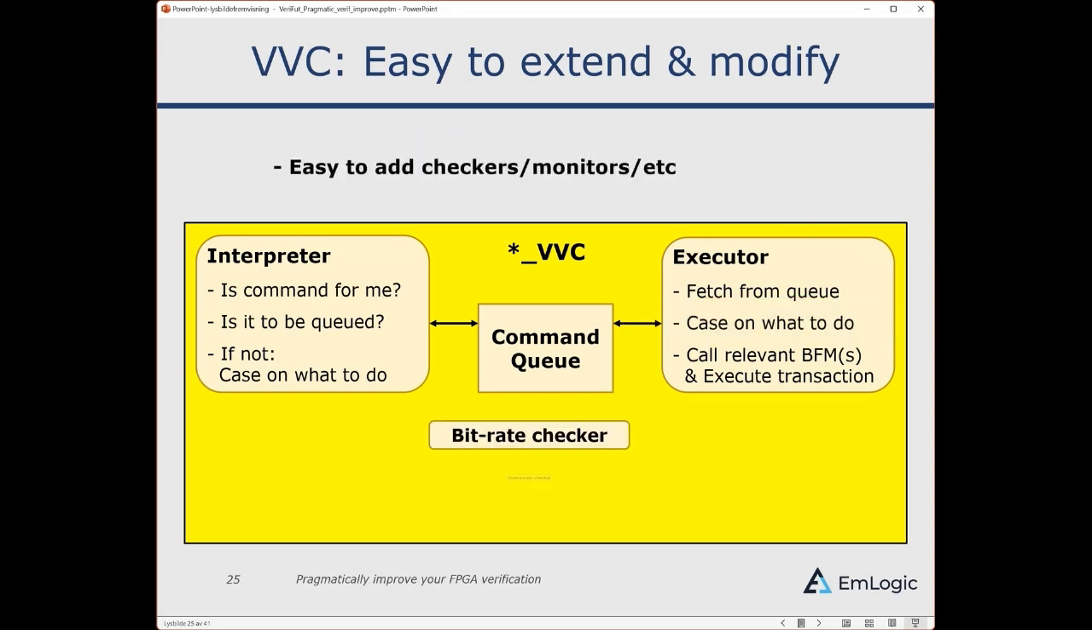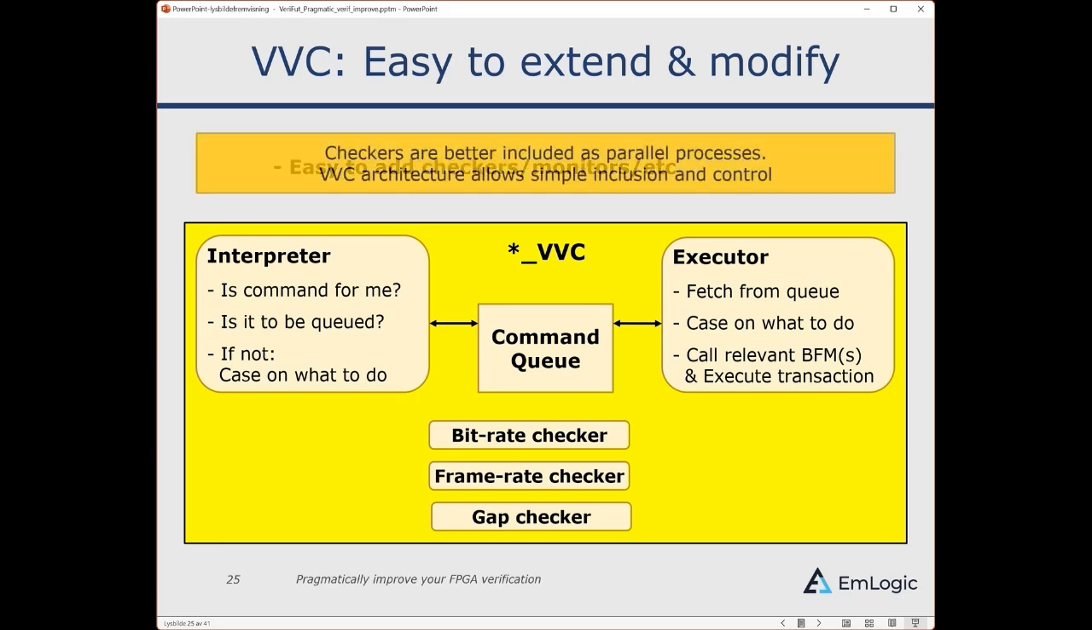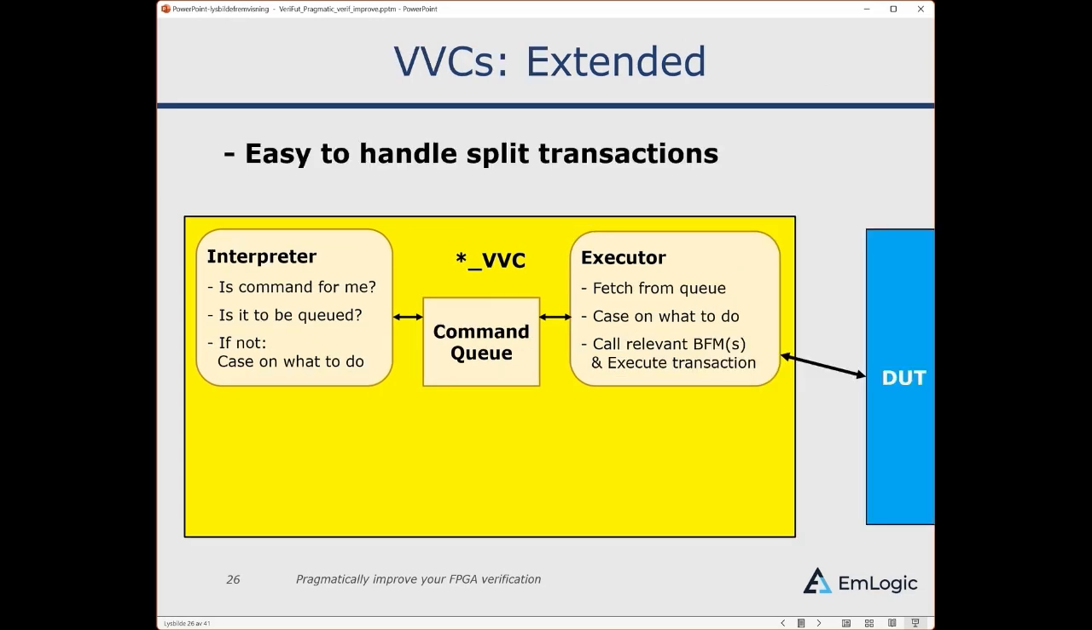It's also easy to add checkers and monitors once you have this structure. We could add a bitrate checker, a frame rate checker, and so on, and control those again from the test sequencer, enabling or disabling them. And these checkers are far better included as parallel processes, as shown here, because that allows really simple inclusion and control, and it doesn't interfere with the test sequence.